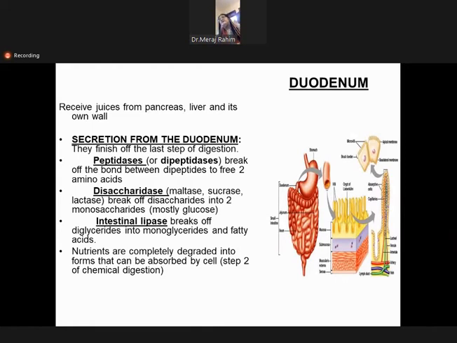Then the disaccharidases, this also supports the maltase, sucrase. These are different enzymes which are all the secretions of the duodenum, and these are called the brush border enzymes, and they also break the carbohydrates into smaller substances, that is the glucose. Then there is the intestinal lipase, and this also supports the fatty acid digestion. So in this way, the pancreas is supporting the digestion, the liver is supporting the digestion, plus the brush border enzymes within the intestines are also supporting the digestion.